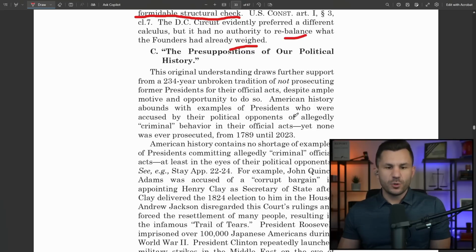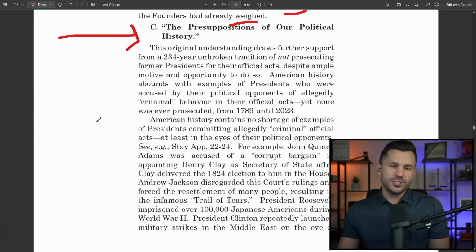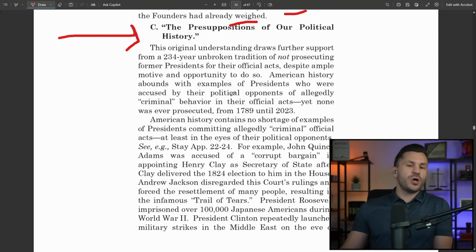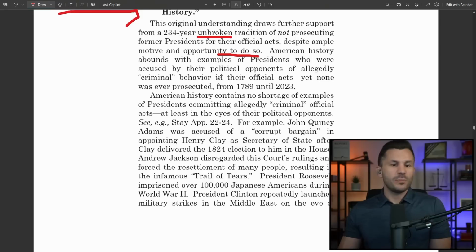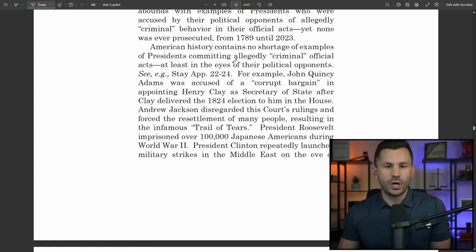They say, Supreme Court, by the way, the presuppositions of our political history also support our argument. They say this original understanding also draws further support from 234 years of unbroken traditions of not prosecuting former presidents. A lot of other people had ample motive and opportunity to do so, but they didn't. American history abounds with examples of presidents who were allegedly accused of committing crimes, but no one was ever prosecuted. Not one. Not from 1789 until 2023.